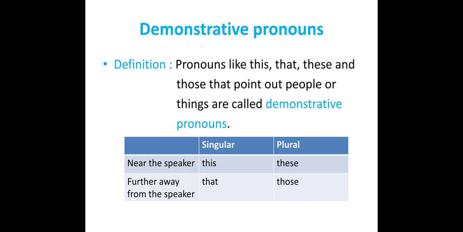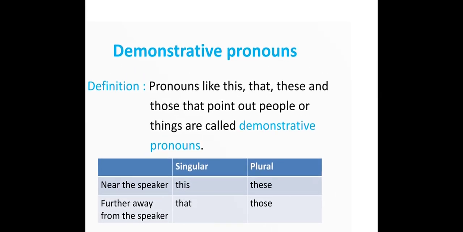Near the speaker, if a singular thing is there or any one person is there, for that we use this. And for plural, plural means two or more, we use these. And in the same way, further away from the speaker, if the thing we are talking about is a little far from the speaker, for singular we use that, and for plural we use those. So now we will see some examples.